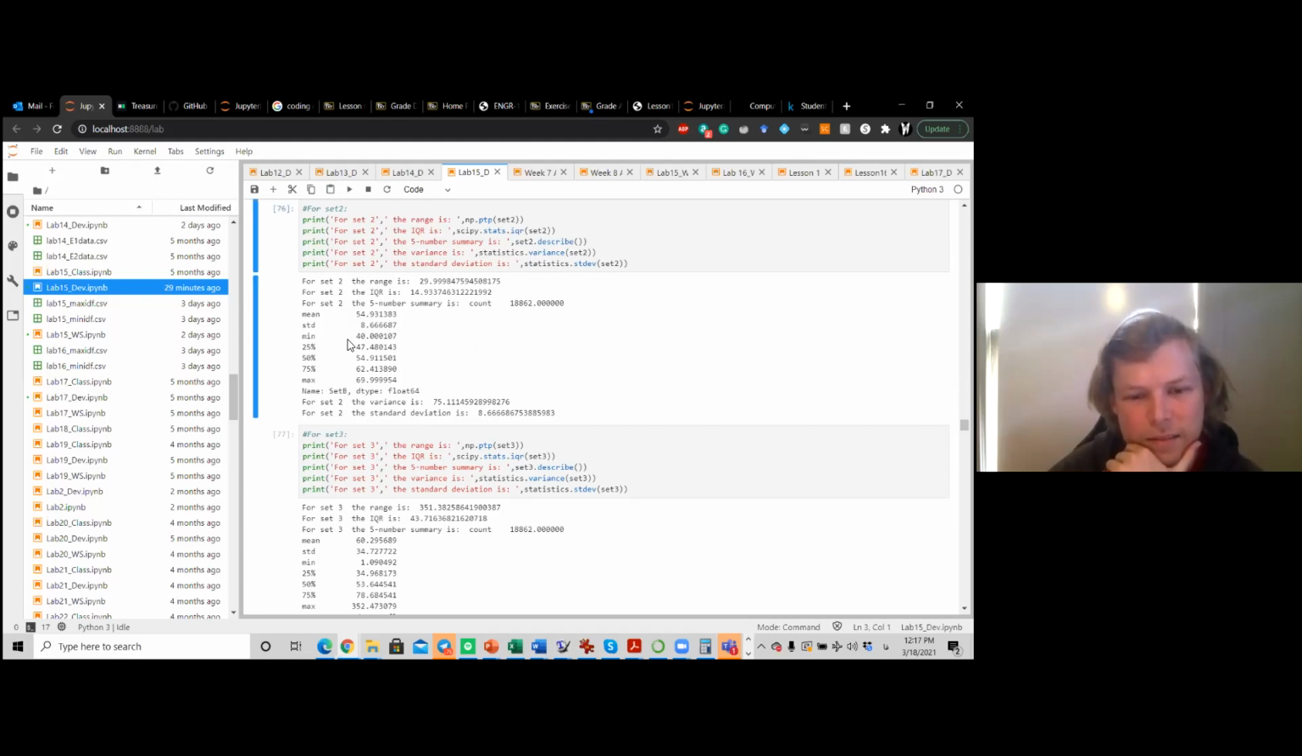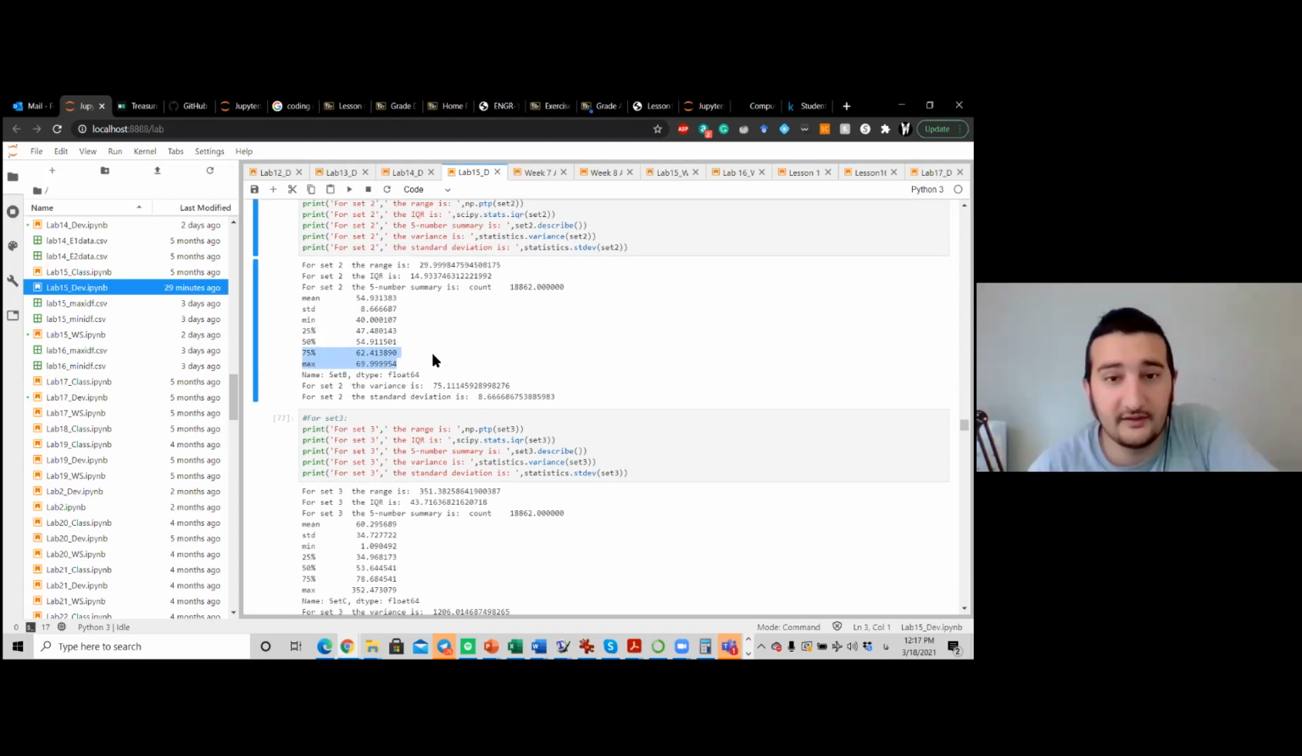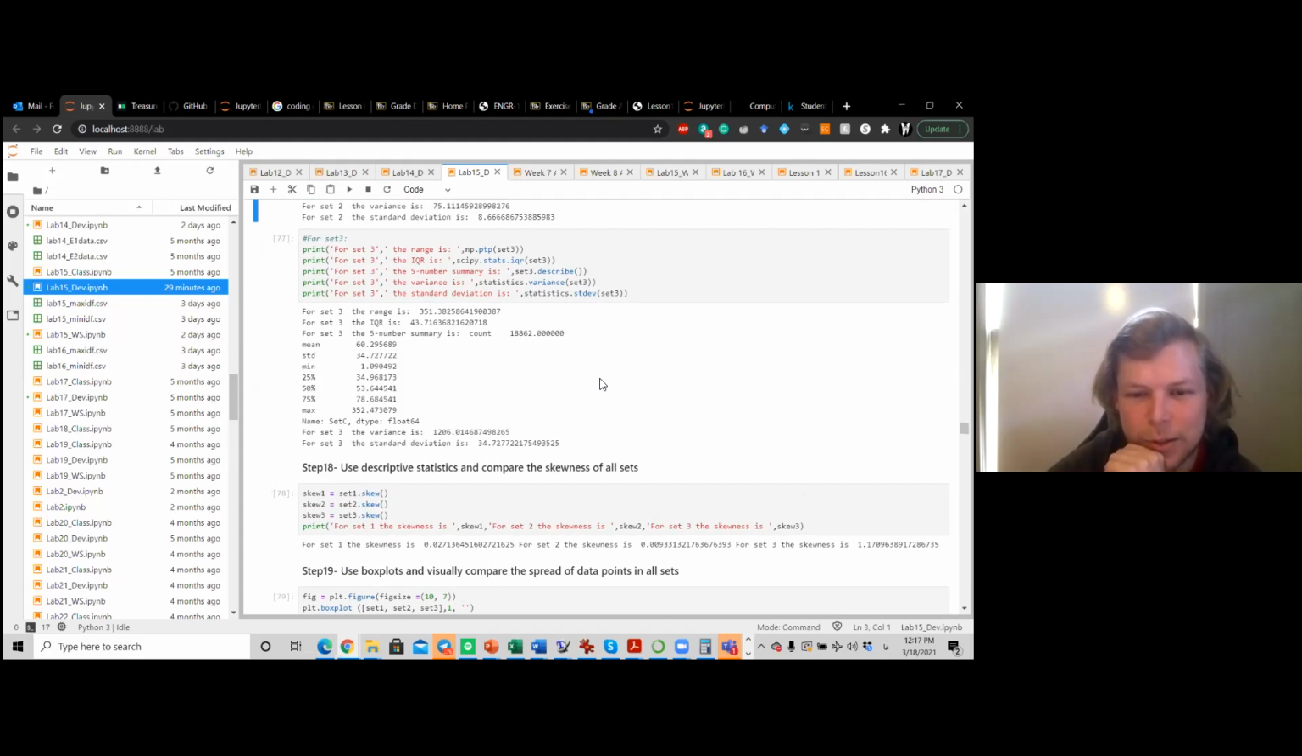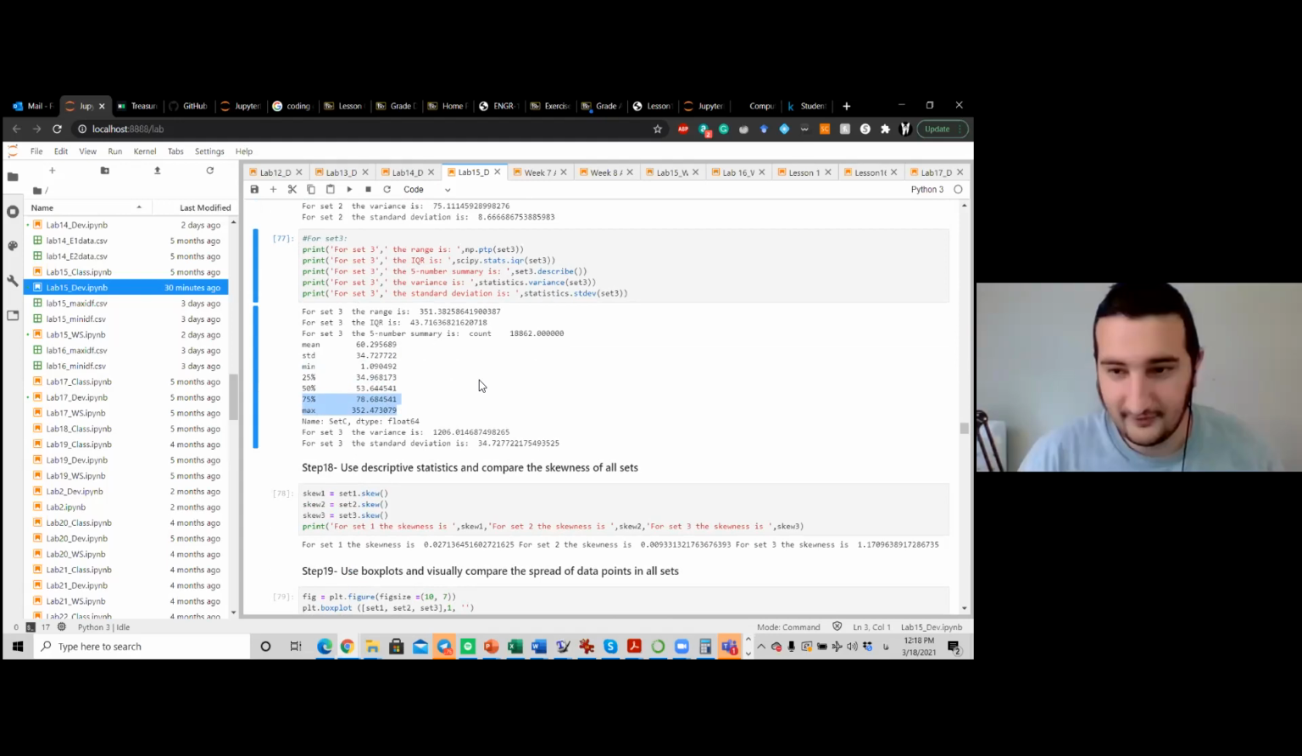The min is pretty close to the 25th percentile. Max isn't too much higher than the 75th percentile, so probably nothing too crazy with outliers. Very good. And set three? Set three is a huge range. Minimum is greatly below the 25th, and so that might be an outlier, and the maximum is very much above the 75th percentile, so that could be an outlier. Okay, awesome. Thank you very much.